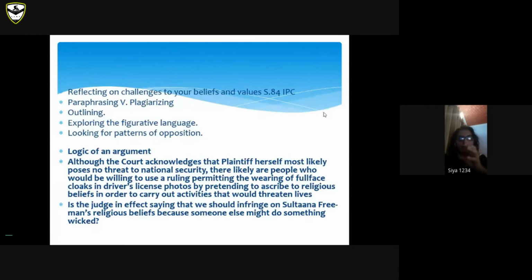Paraphrasing and plagiarism. Paraphrasing means you are writing all the things in different words. Suppose you are reading a text, and you are writing it in a different manner, but at the same time you have taken all the ideas from that text. It is called paraphrasing.